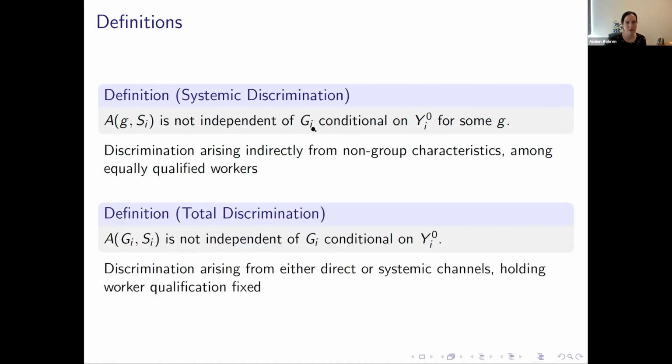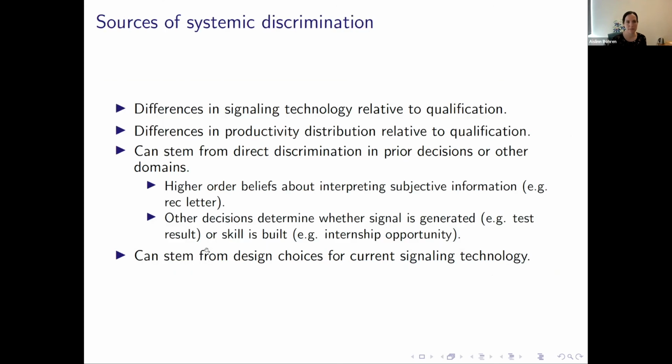And that gives us this broader notion of total discrimination, where the action rule is not independent of G_I, conditional on Y_I, taking into account both how it depends on G_I, which is the direct source, the first argument, as well as how it depends on how S_I, the signal, relates to G_I. That second component is the indirect or systemic component.